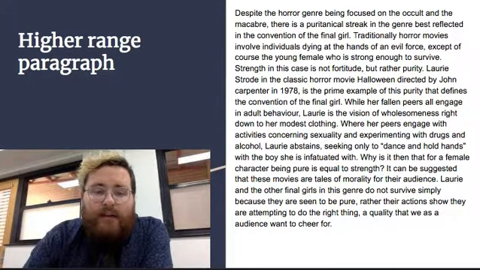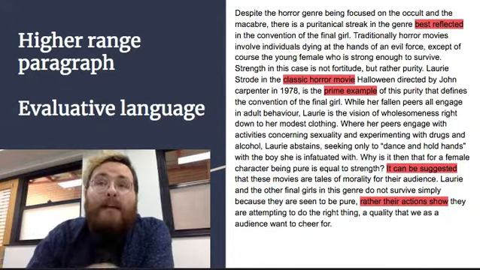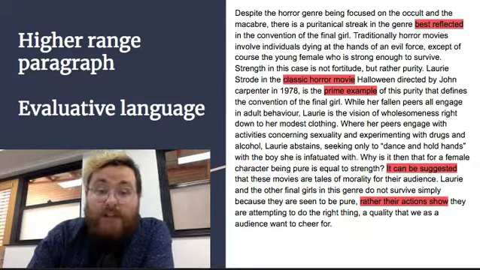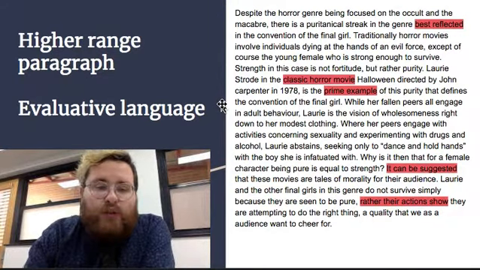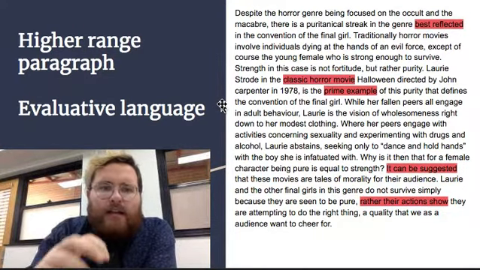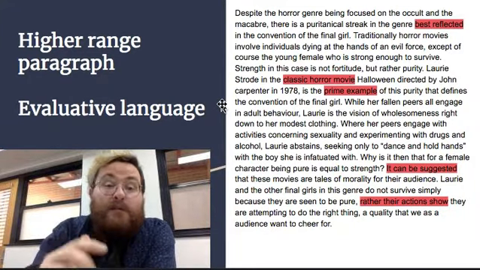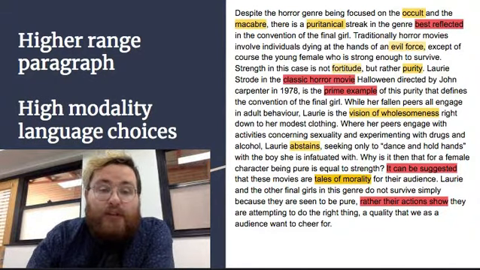So, the difference between those two paragraphs is things like evaluative language. I am making a critical judgment on both the text and the qualities of the text. I'm saying best reflected, classic, prime example. It can be suggested, rather than the actions show. So I'm evaluating the evidence, I'm evaluating the text, and I'm also evaluating the convention itself. I'm using high modality choices.